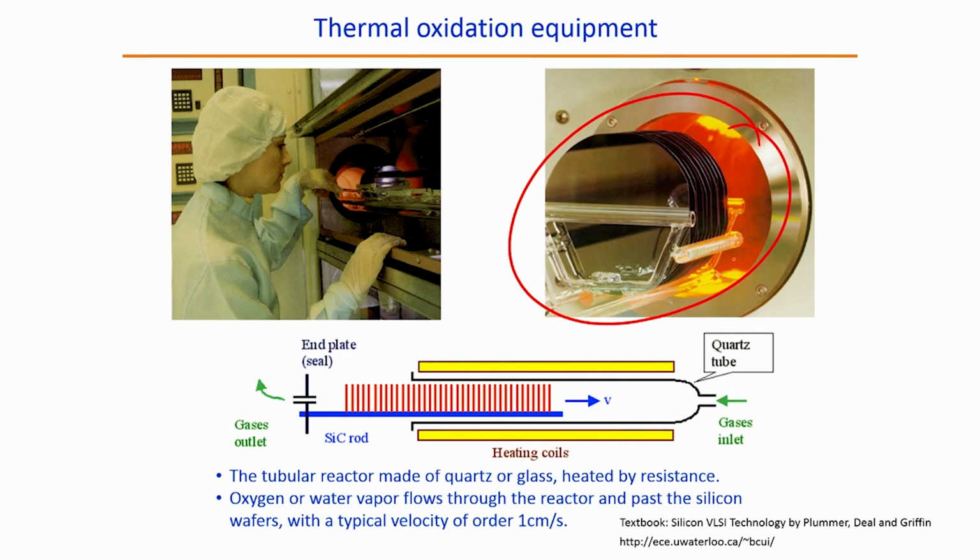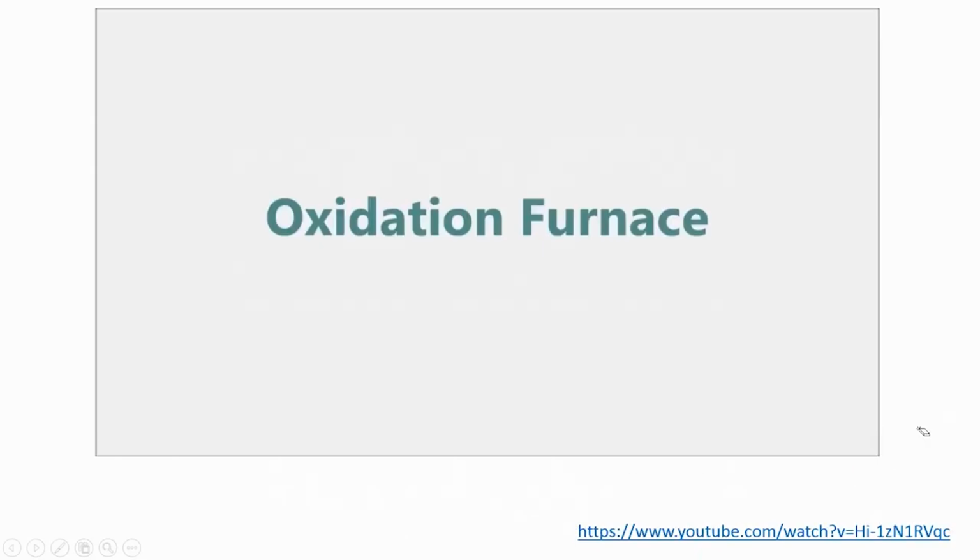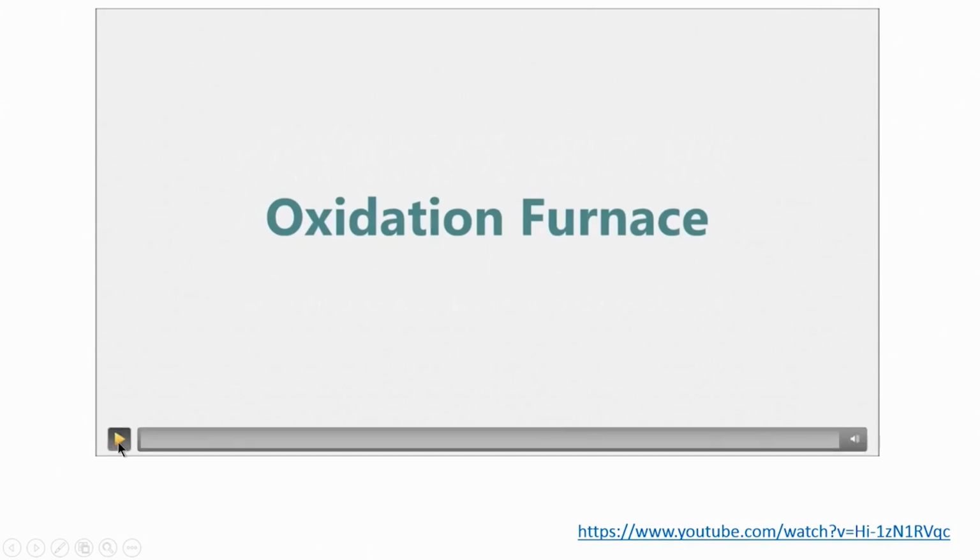Okay. Now, here you can see that wafers are loaded into the quartz tube inside the furnace, and the heating coils are there, right. Oxygen or water vapor flows through the reactor and passes the silicon wafers, and the typical velocity is about 1 centimeter per second. You can also look at the textbook Silicon VLSI Technology by Plummer, Deal and Griffin, and you can also look at the Waterloo University website, ece.uwaterloo.ca, where they have given details about thermal oxidation. Now, let us see this video, where you will be looking at how the thermal oxidation system works.